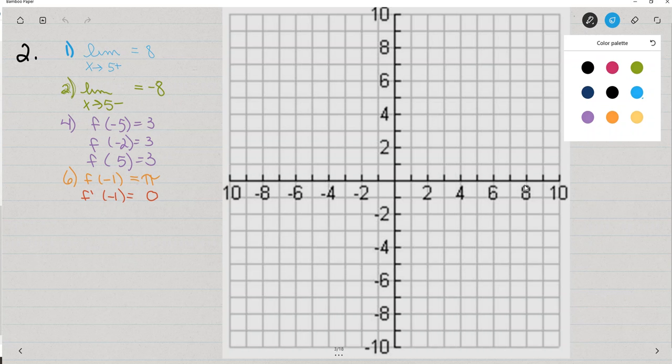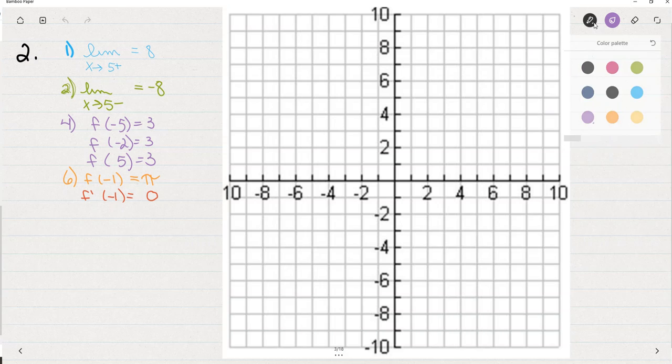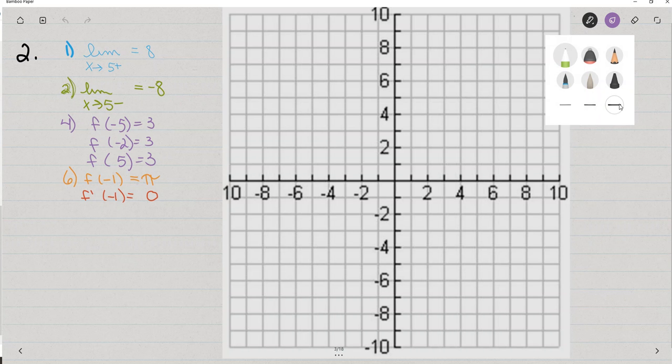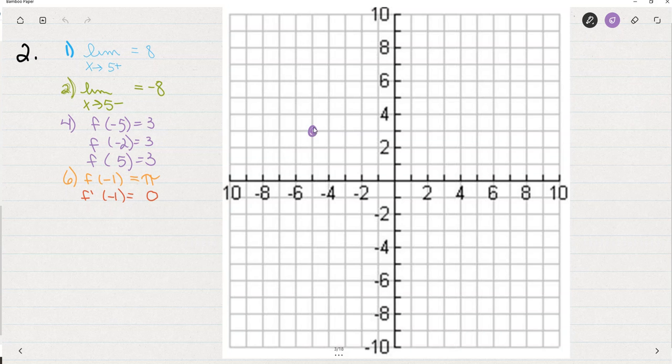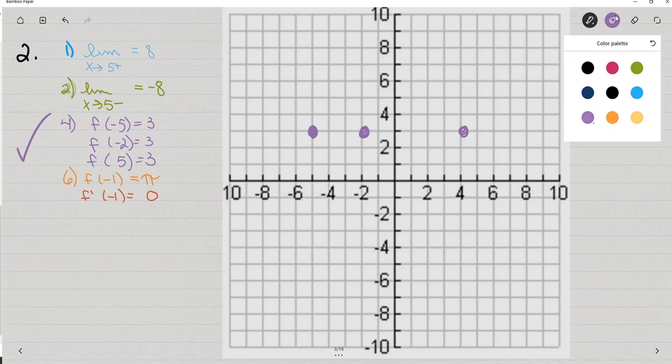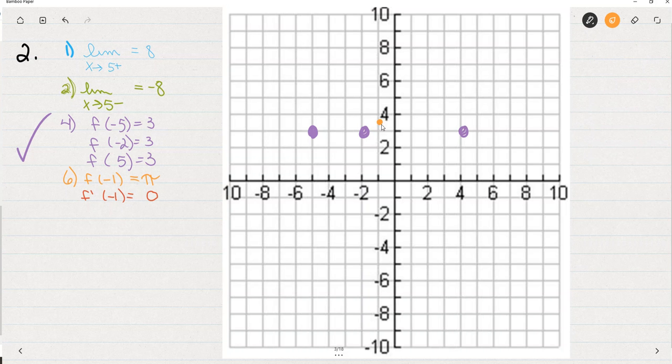Or actually, you know what? I said we're going to start there, but let's start with the easy part. This purple, f of negative 5 is 3. F of negative 2 is 3. F of 5 is 3. So we're done with this. And let's do f of negative 1 is pi. So that's going to be somewhere above the 3, right? So we have these pieces done.